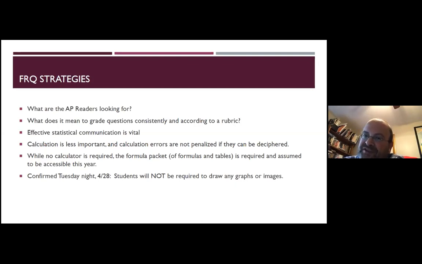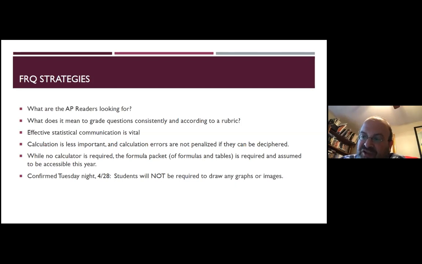Okay. Last night, I updated this slide at 10 o'clock last night, because at 8:30 it was confirmed that, so this is brand new information, you will not be required to draw any graphs or any images. So what does that mean? That means from the most simple question to the most complicated question. Let's say something like a 2-sample t-test, where virtually every student is sketching 2 parallel box and whisker plots to make sure that they don't have skew. This year, you are not drawing any graphs or any images.